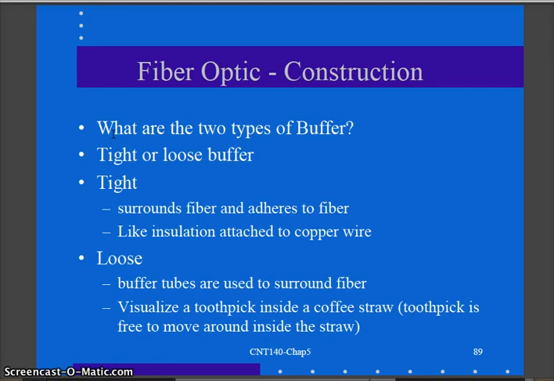There are actually two different types of fiber construction when I start getting into it. There's tight buffer and loose buffer. With tight buffer, the outer insulation is actually adhered to the fiber, like insulation attached to a copper wire. It surrounds the fiber. Or loose buffer, where the actual glass fiber is loose in a tube.